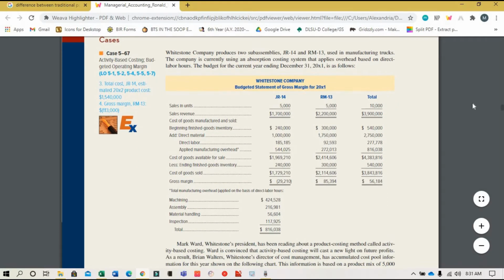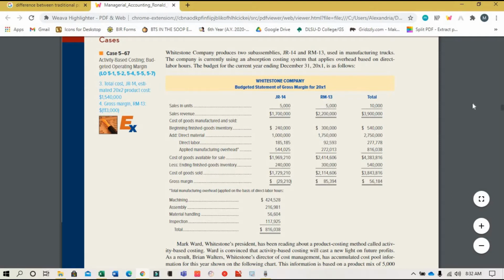And the total cost pools are as follows. Machining, it is 424,528. Assembly, 216,981. Material handling, it is 56,604. Inspection, it is 117,925 with a total of overhead of 816,038.